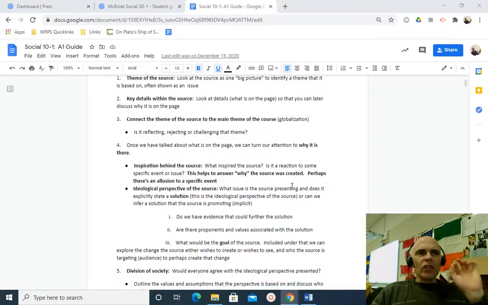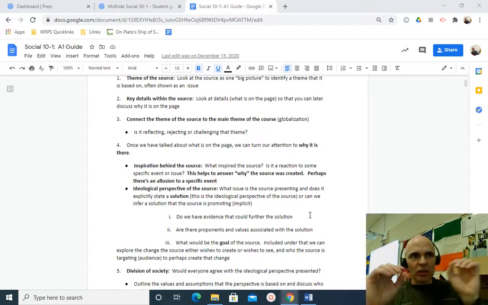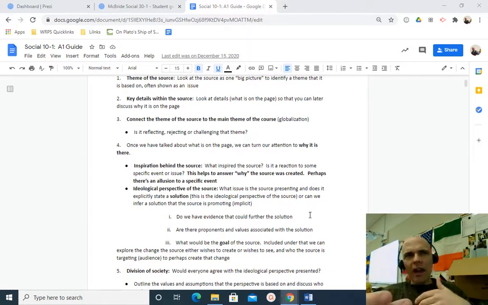Once we've talked about what is on the page, we can now turn our attention to why it is on the page. What's the inspiration behind the source? What inspired this source? Is it a reaction to something? Is there a specific event or issue in history that the source is responding or reacting to? This helps us try to understand why the source was created. So once we know what's on the page, we begin to turn our attention to why it is there. Perhaps there's an allusion to a specific historical event or contemporary event. Maybe there's some language within the source that will lead us to the inspiration behind the source.